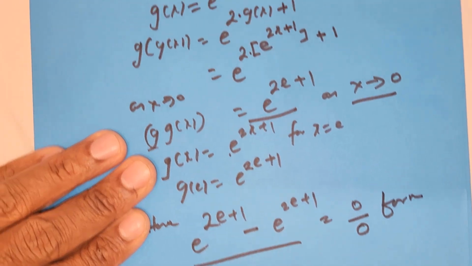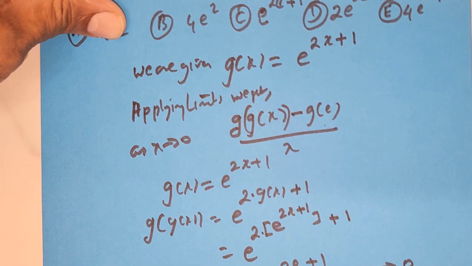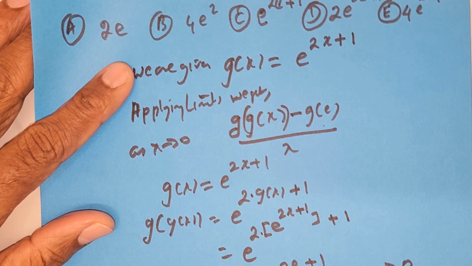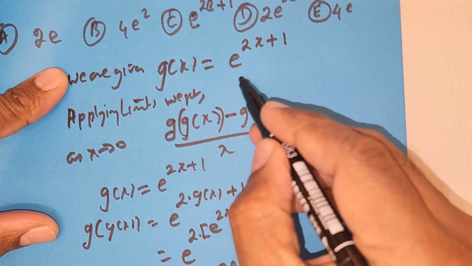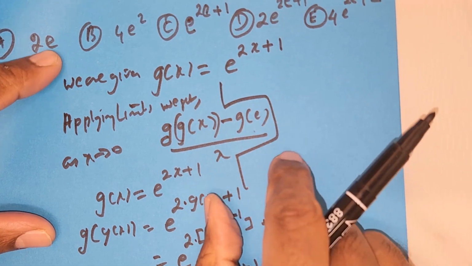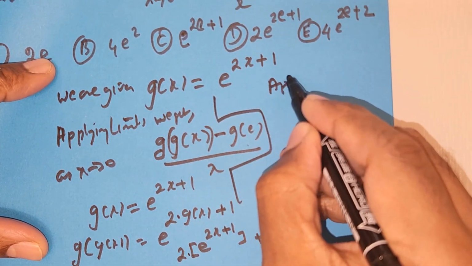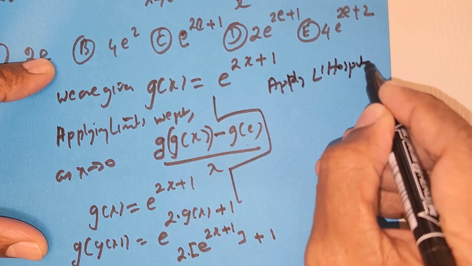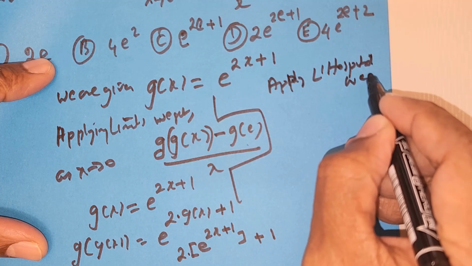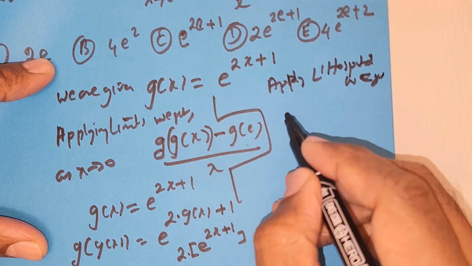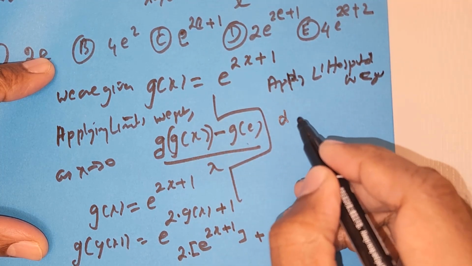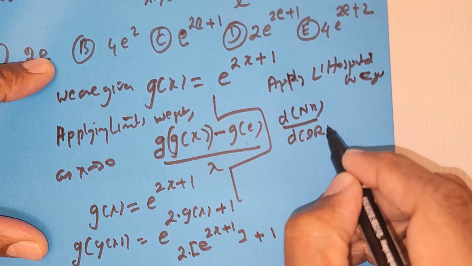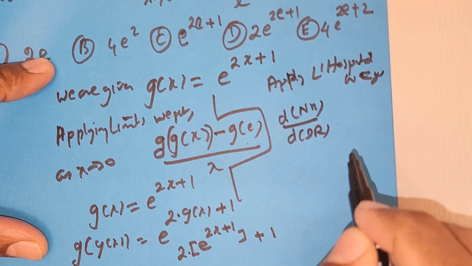So once we get 0 by 0 form, we have to apply L'Hopital's rule. So what exactly is L'Hopital's rule? I'm going to use this side of the space. So applying L'Hopital's rule, we get: you differentiate the numerator divided by differentiation of the denominator, then you apply the limits.